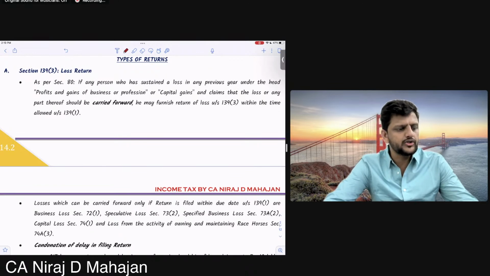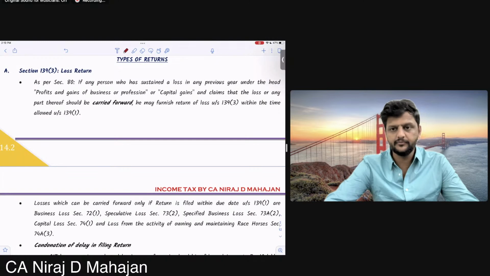Then we saw a little bit about 139.1 due date, 139.4 due date, 139.5 also. 139.1 original due date, original return. 139.4 belated and 139.5 revised. Yes, everybody? Even that also we had covered the basics.